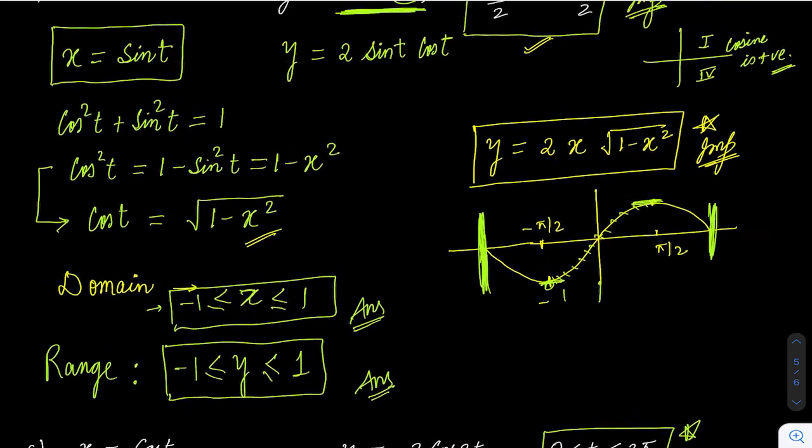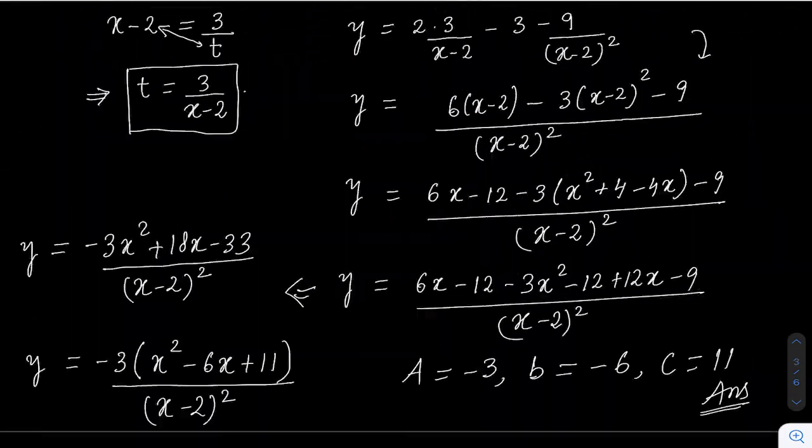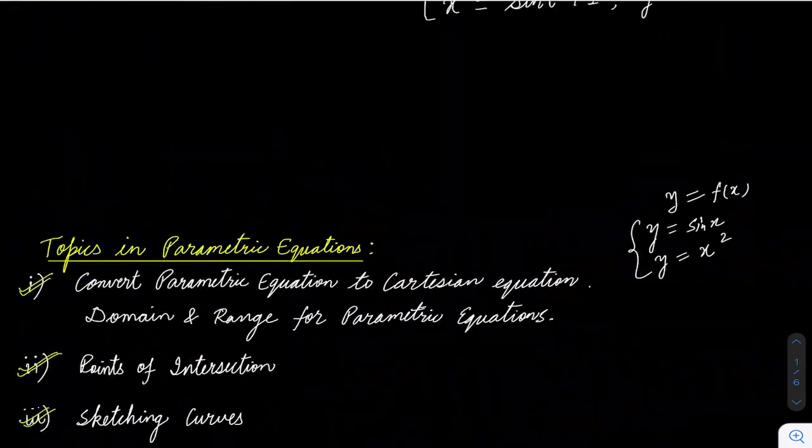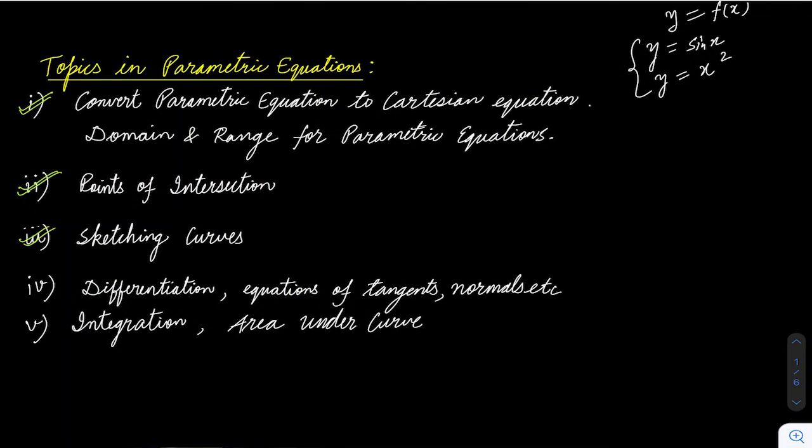Okay, so that's all for the first part. That is how to convert parametric equations into Cartesian and how to find the domain and range. Now in the second video, we will see the points of intersection as we discussed. So we will see the point of intersection of two parametric curves, a parametric and Cartesian curve, or a parametric curve with a coordinate axis. So we will see this in the next video.